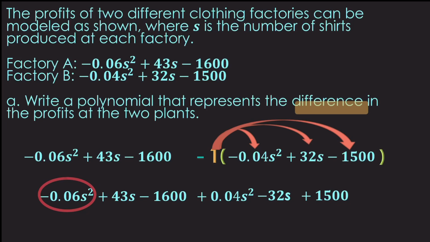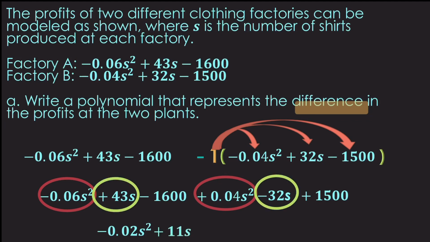So I have negative 6/100 and 4/100 to give me negative 2/100 S squared. Then I have 43S minus 32S to give me 11S. Then finally, I have negative 1600 plus 1500 to give me negative 100. That expression right there tells me the difference between the two factories' profits. Okay. Now these models, these expressions, they will help businesses figure things out.